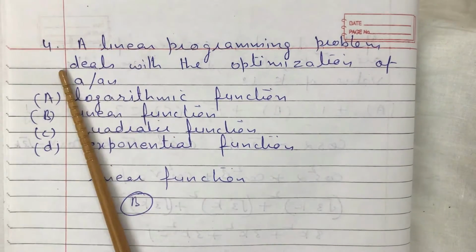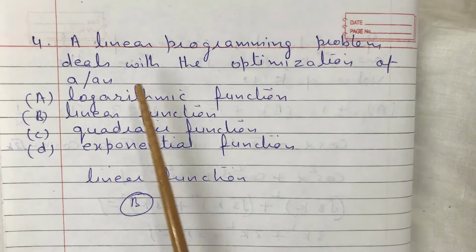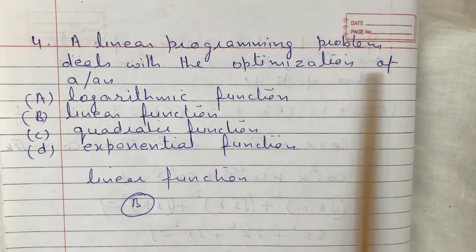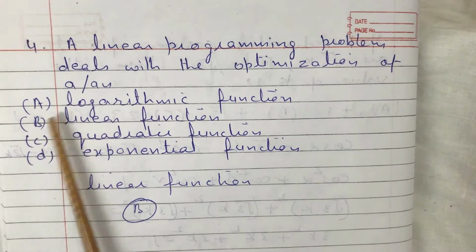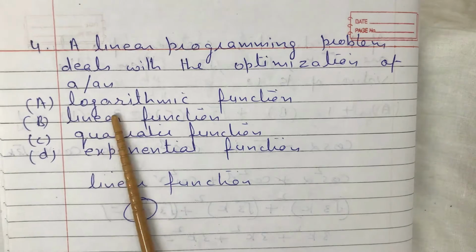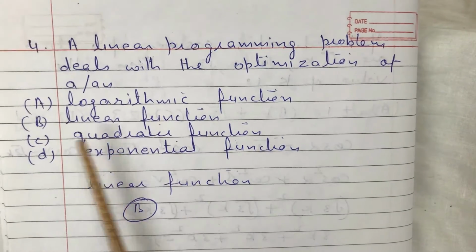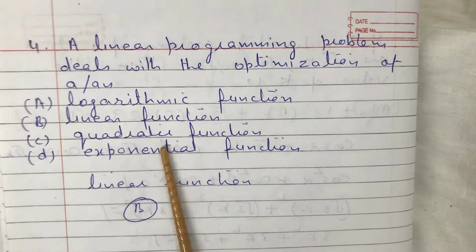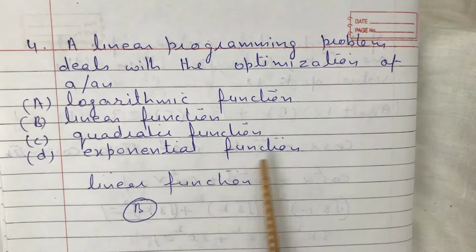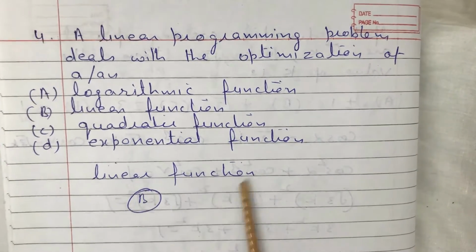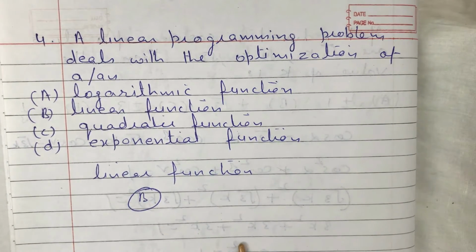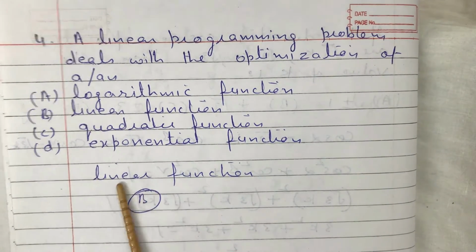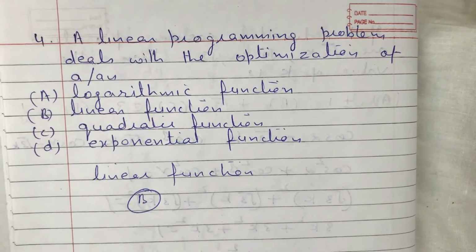Now the fourth question: a linear programming problem deals with the optimization of A. There are 4 options. First is logarithmic function, B is linear function, C is quadratic function, D is exponential function. It is linear function. A linear programming problem deals with the linear function. So B is the option.